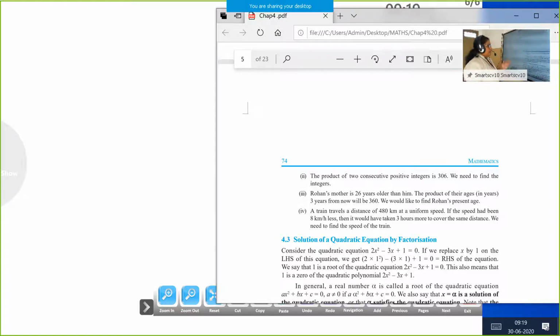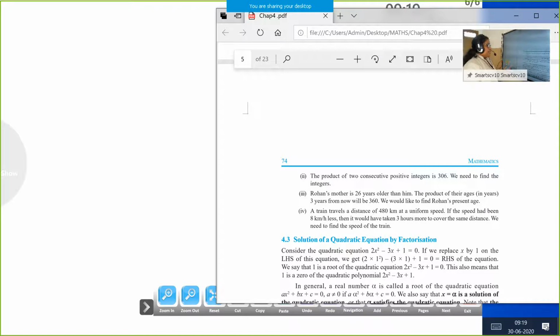A train covered the distance 480 km at uniform speed. If the speed had been 8 km less, it would have taken 3 hours more to cover the distance. We need to find the speed of the train. We assume the speed of the train to be x km per hour. It is 8 km per hour less.